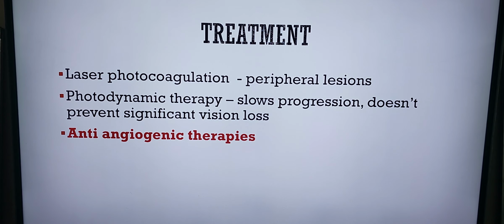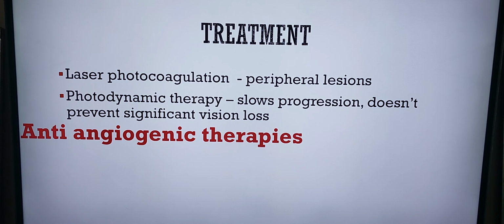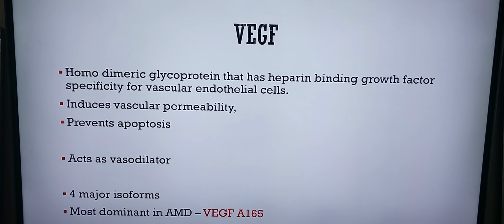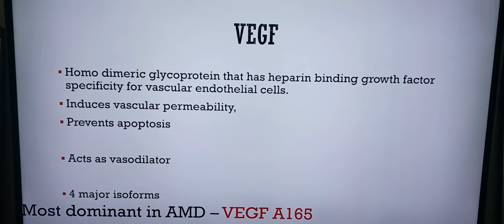Why are they proposed? As we discussed in the pathophysiology, vascular endothelial growth factor has a major role in the pathogenesis. So basically, we are combating this with the anti-angiogenic therapy. So we'll have a quick review of the vascular endothelial growth factor. It is a glycoprotein that has heparin binding growth factor specificity for vascular endothelial cells. It induces vascular permeability, angiogenesis, and it also acts as a vasodilator. There are many isoforms available from A to F, and the significant one, specifically for age-related macular degeneration, is vascular endothelial growth factor A 165.